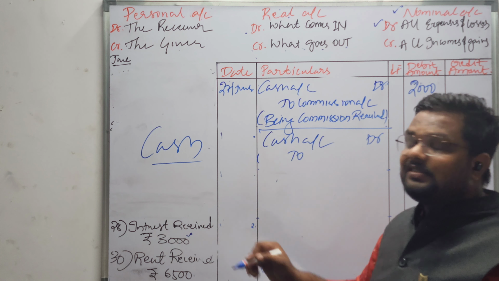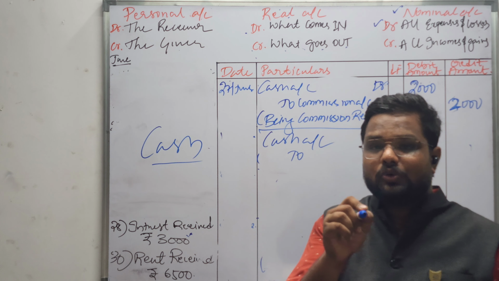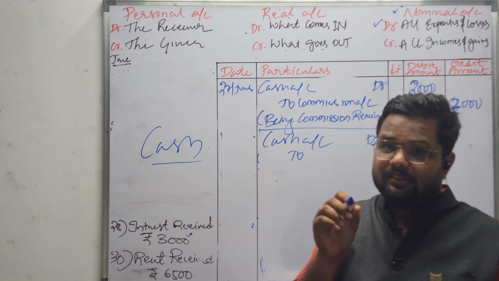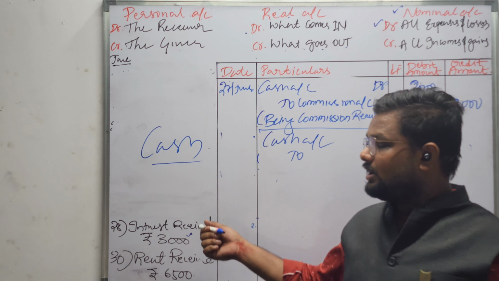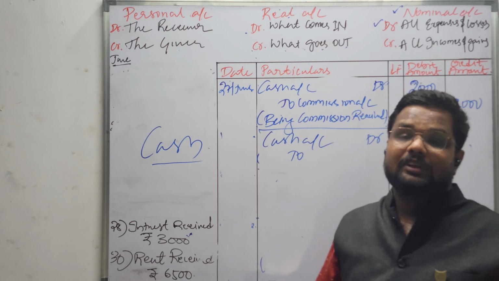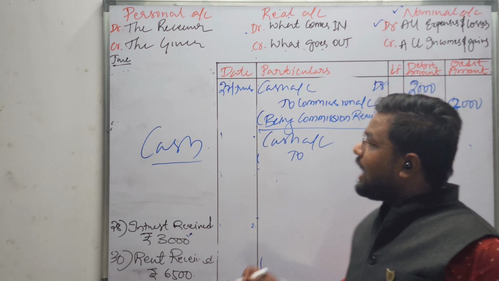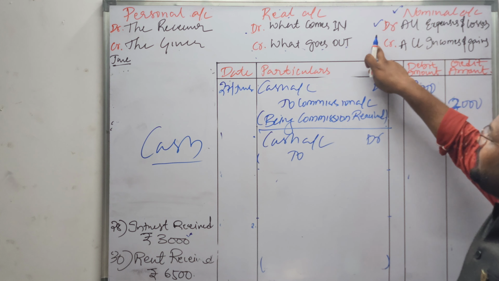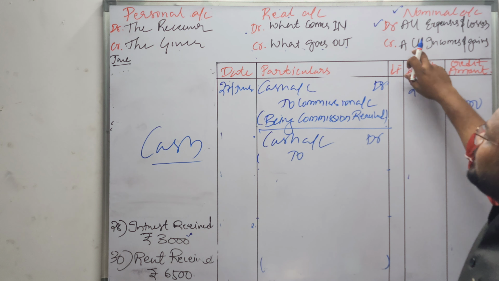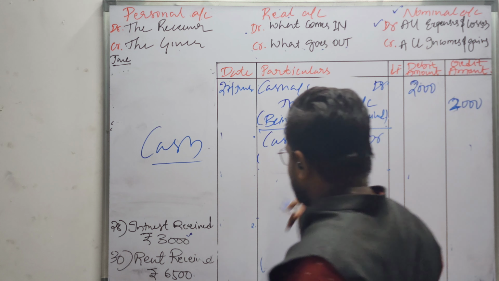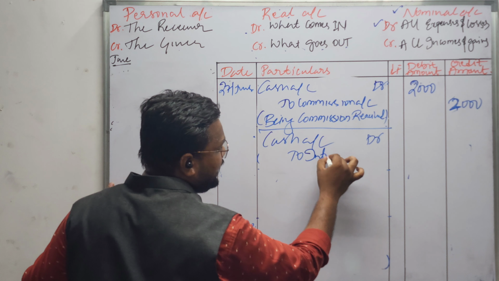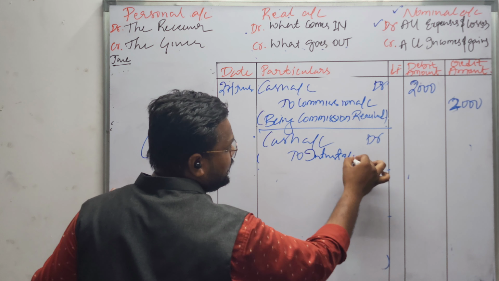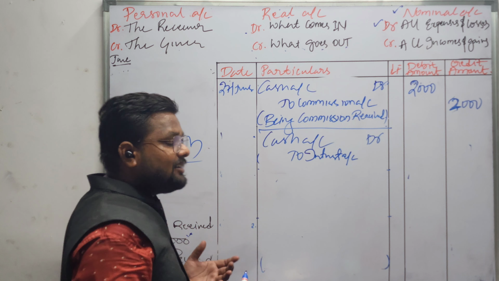So interest being an income for you, whenever you are receiving interest, that's an income. But whenever you are paying interest, that's an expenditure. He is talking about interest received. So it's an income for you. According to the nominal account credit rule, that is credit all incomes and gains. Now interest here is an income. Interest account should be credited.